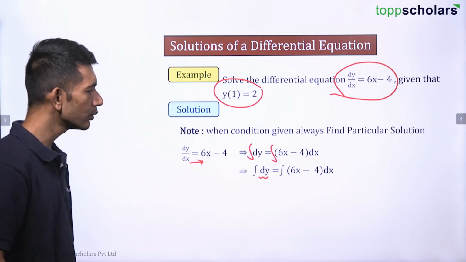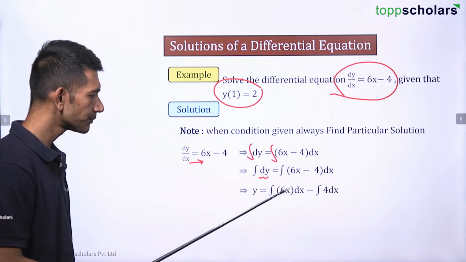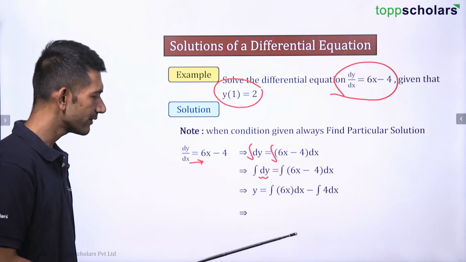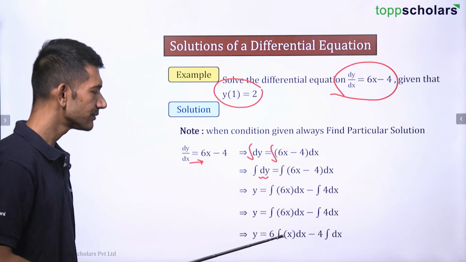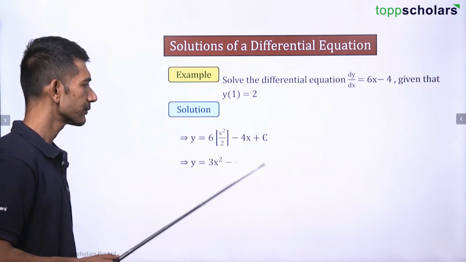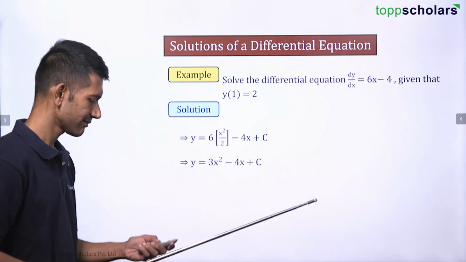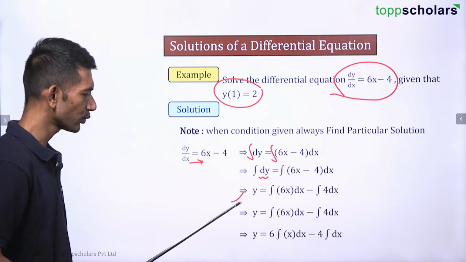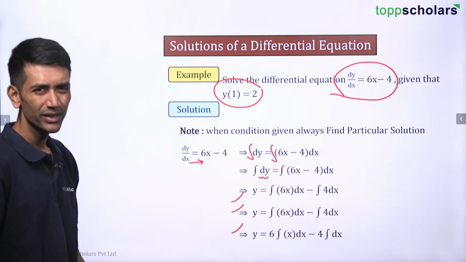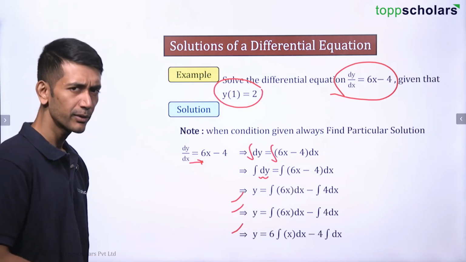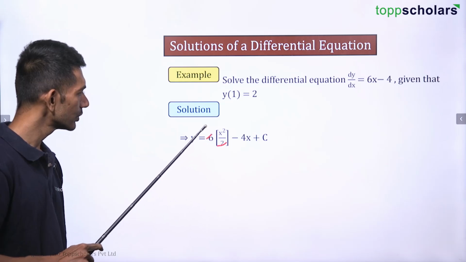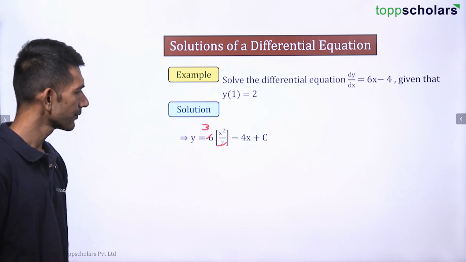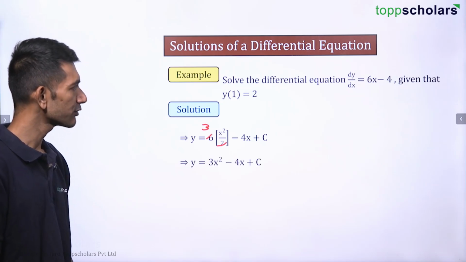So y will be equal to 6x square by 2, minus 4x. All the steps, obviously you can show them. If you are able to do it directly, no problem. So now you can solve this further. 2 1s are 2, 3s are 6, right? And this is going to give you 3x square minus 4x plus c.